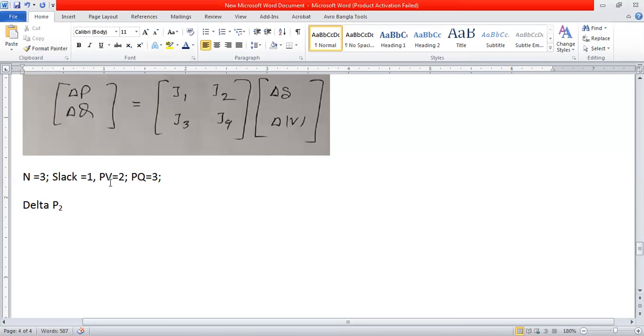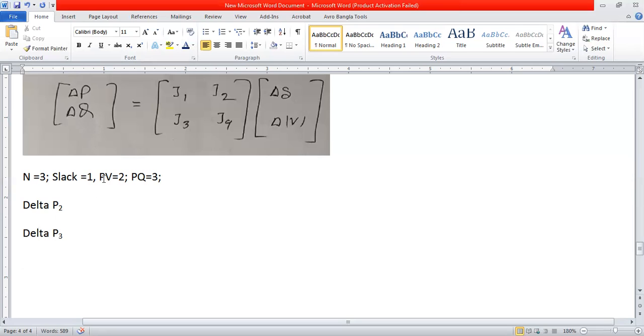Now the second element, that is for bus 3, the PQ bus. Bus 3 real power is also given because this is the PQ bus. So P3 is given in our question, and we can again calculate the real power mismatch for bus 3. So the second part of this power mismatch matrix should be delta P3. And all the real power mismatches are placed here.